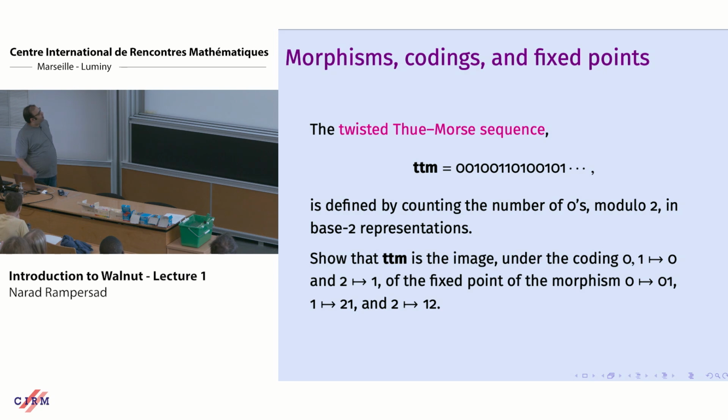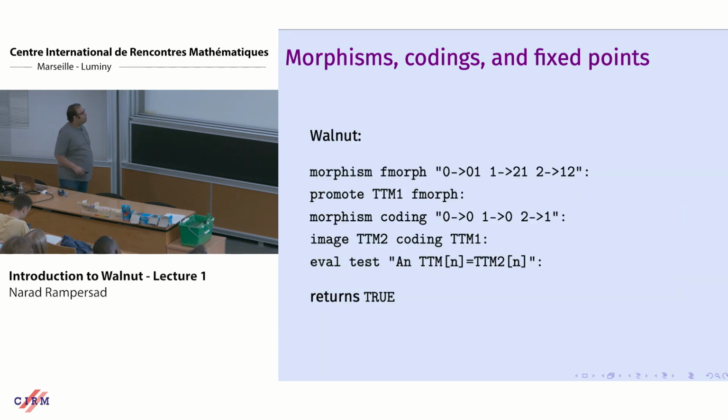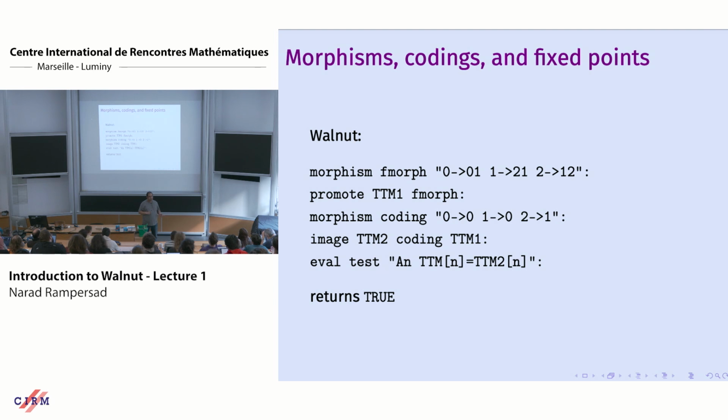What I want to do here is check that if I provide this morphism, I will get the same sequence as what is computed by the DFAO that's already built into Walnut. So here again are a few more commands. This first command, what you do is you provide a morphism to Walnut, and the morphism command will convert that to the DFAO that generates the sequence you would get by iterating that morphism starting with zero. So morphism just stores the morphism, and promote converts the morphism into the equivalent DFAO.